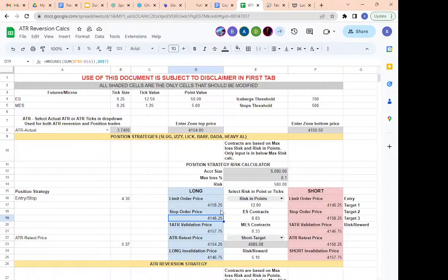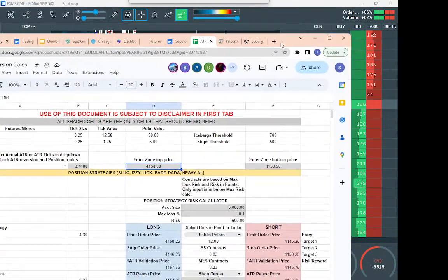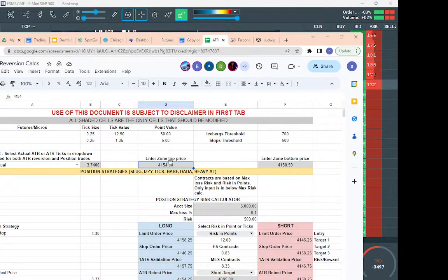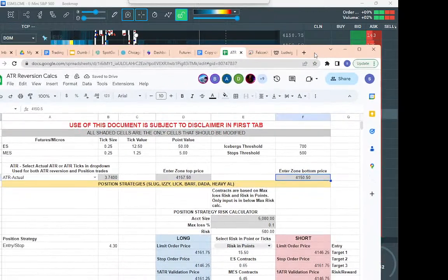Now I put my new zone, so watch how this will change. 46.25 was my original. It's not going to change a ton, but it's going to change. 41.57.50 is the new top of the zone. New bottom of the zone is 55.75.